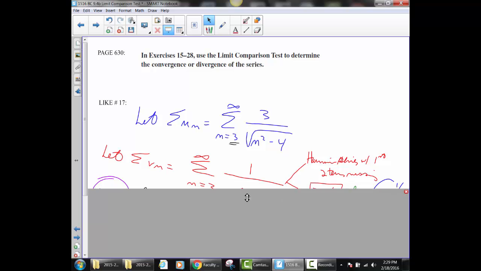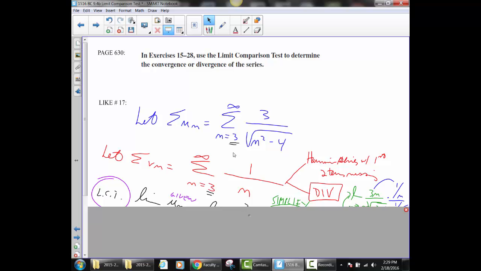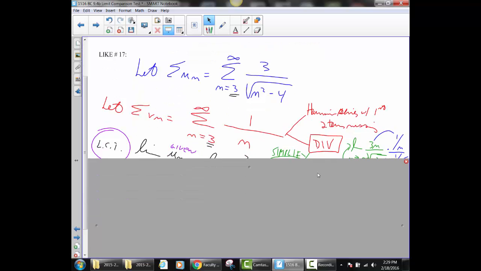So first thing we're going to do is come up with what is VN. The 3 is insignificant, but what I have on the bottom is the square root of n squared, so 1 over n is what I'll have. Make sure you start at 3. This is the harmonic series. It's only missing the first two terms, therefore it's divergent.